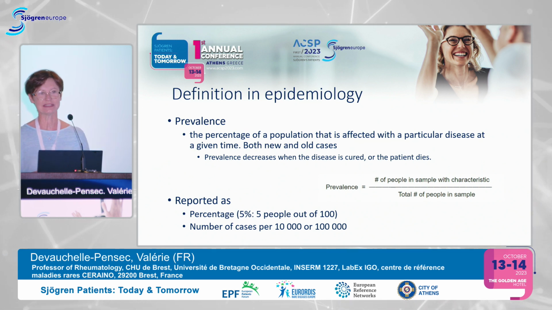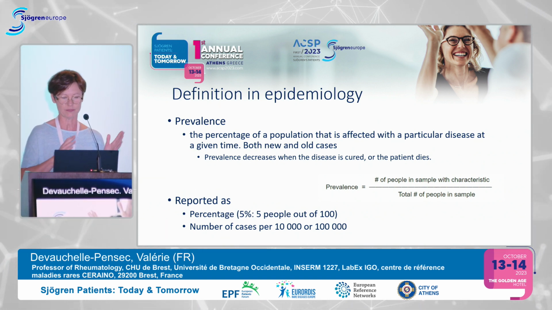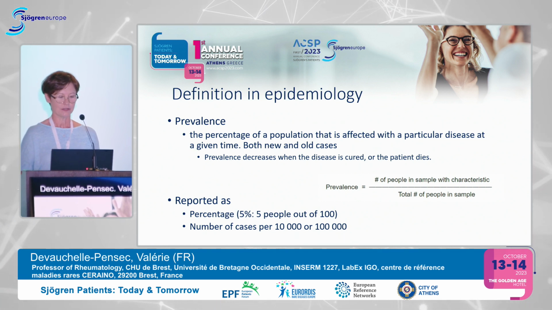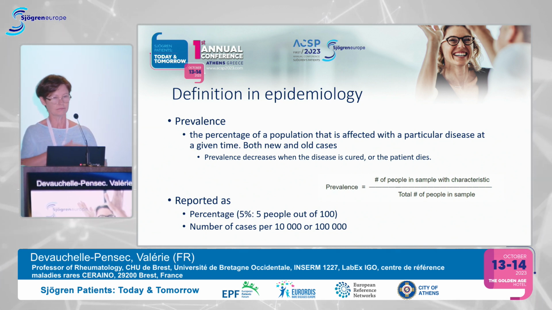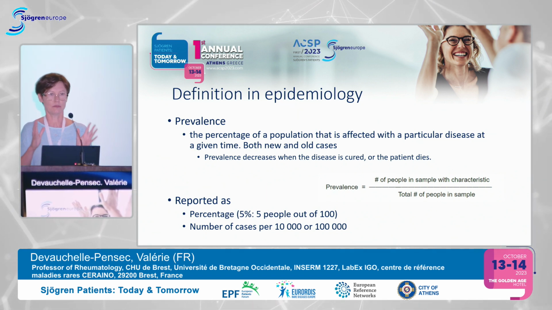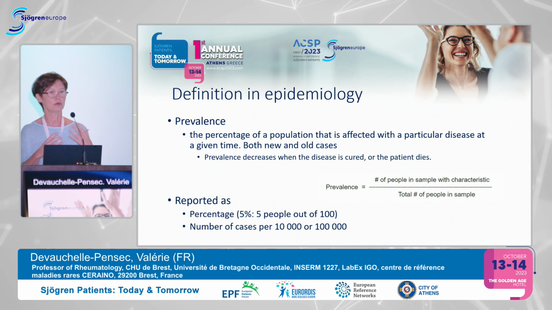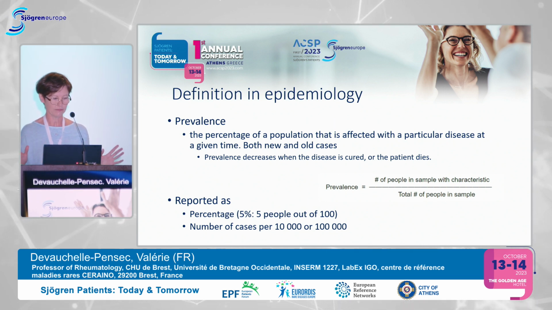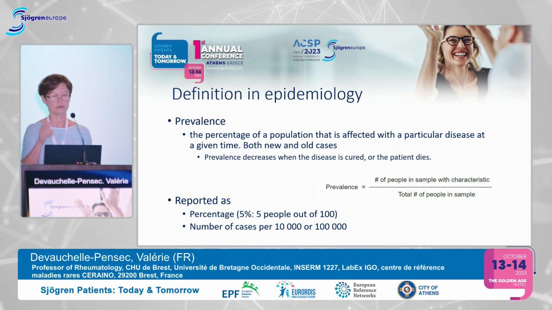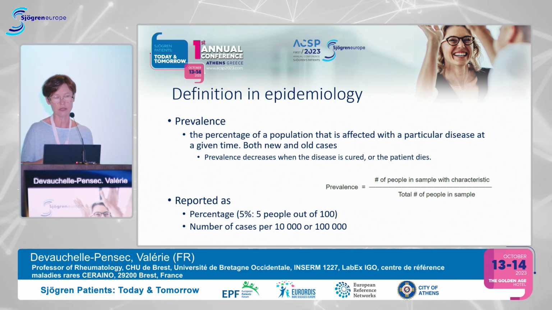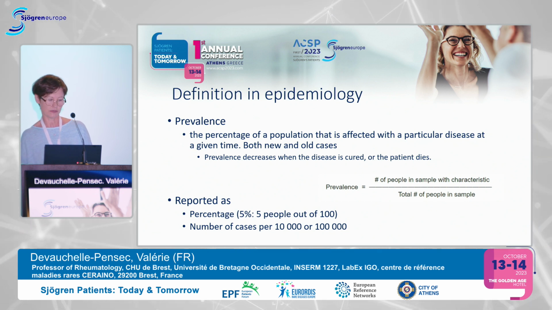First of all, to understand how to count the patients, you must understand that we use two different terms: prevalence and incidence. Prevalence is the percentage of a population affected by a particular disease during a specific time. We count all the new cases, the old cases, everybody. We report the prevalence as a percentage, or as the number of cases per 10,000 or per 100,000.